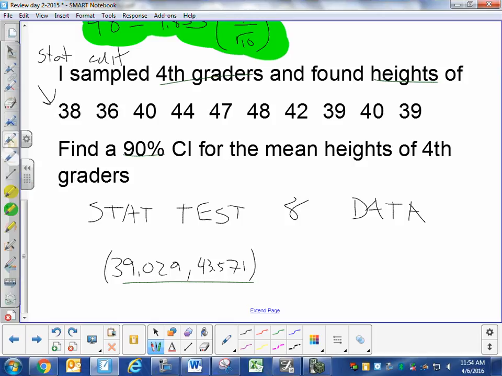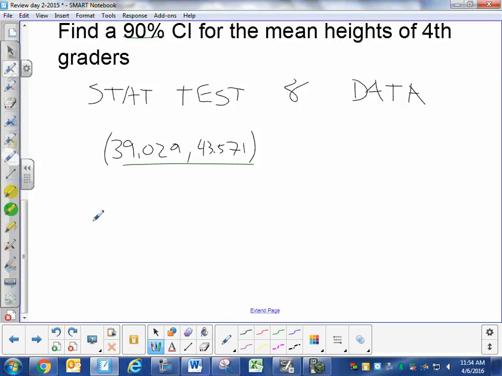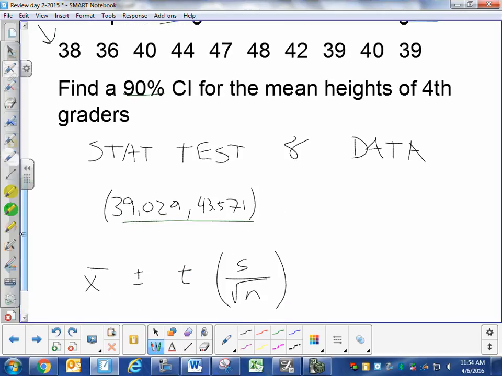Now, we could have also done this by hand just to show you. x bar plus or minus t times the sample standard deviation over the square root of n. In this case, n is also what? 10, right? Or isn't it supposed to be 9? The degrees of freedom will be 9, but the n is 10.